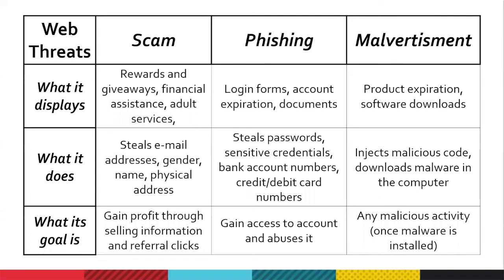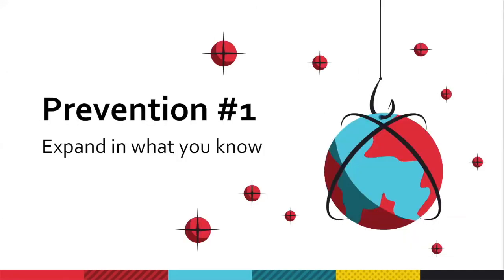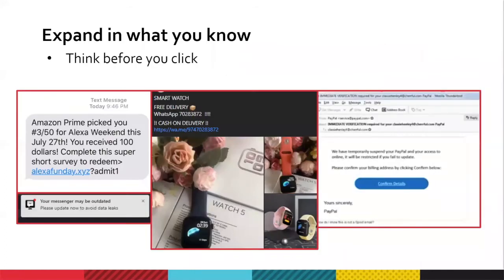Given these kinds of web threats, our internet browsing should be like traveling. We always need to be cautious about where we're going and always prepare ourselves for the worst. And of course, despite these web threats becoming prevalent for the average user, there are still ways to prevent them. Prevention number one, expand on what you know. Think before you click. Now, this is already age-old advice that's been told to a lot of us throughout the years, and it also happens to work effectively all the time. Always know who the sender was. Always know who actually sent this suspicious URL.